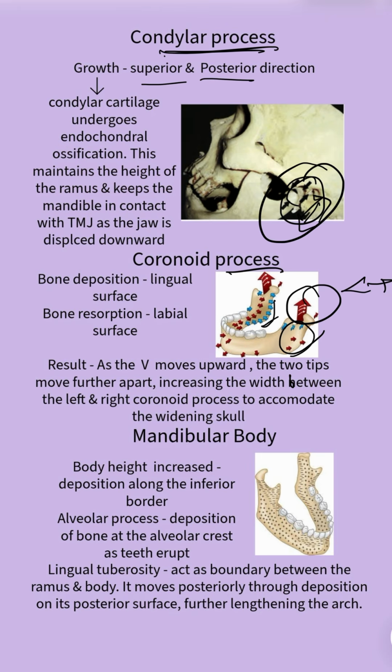Then the mandibular body. Body height increases due to deposition along the inferior border. Then the alveolar process: deposition of bone at the alveolar crest as teeth erupt. And the lingual tuberosity acts as the boundary between the ramus and the body. It moves posteriorly through deposition on the posterior surface, further lengthening the arch.